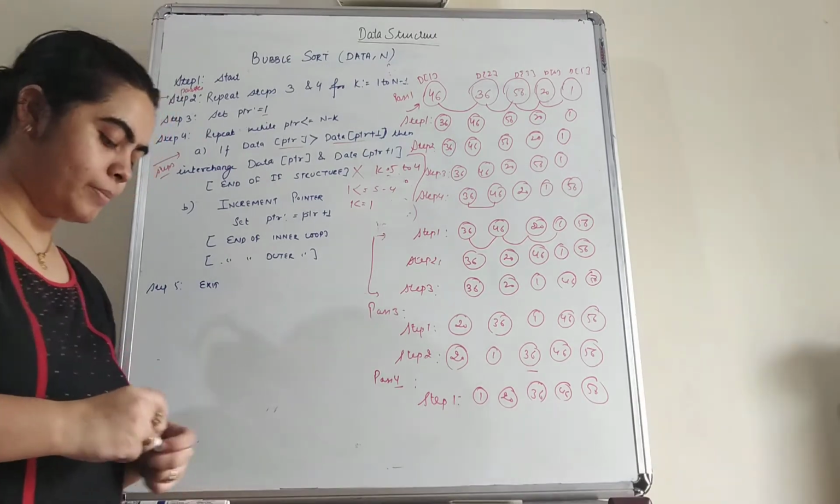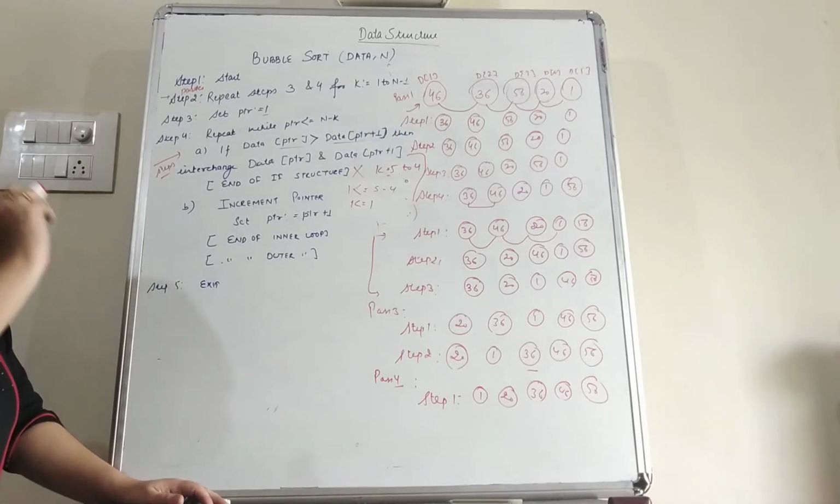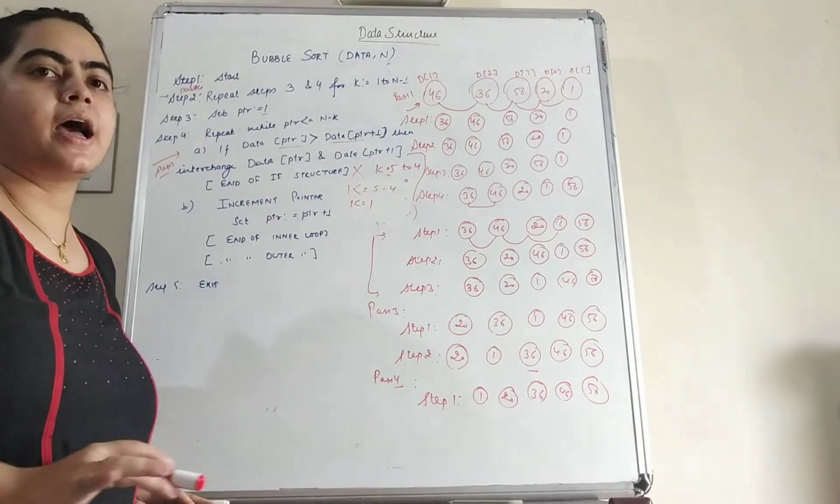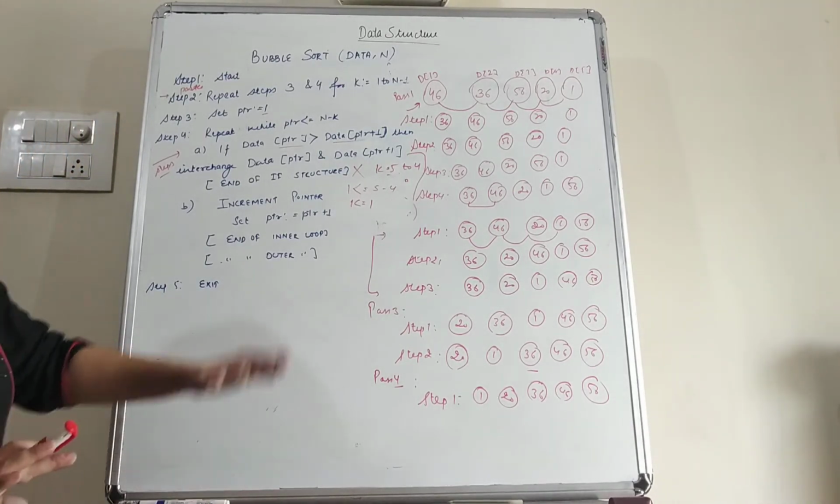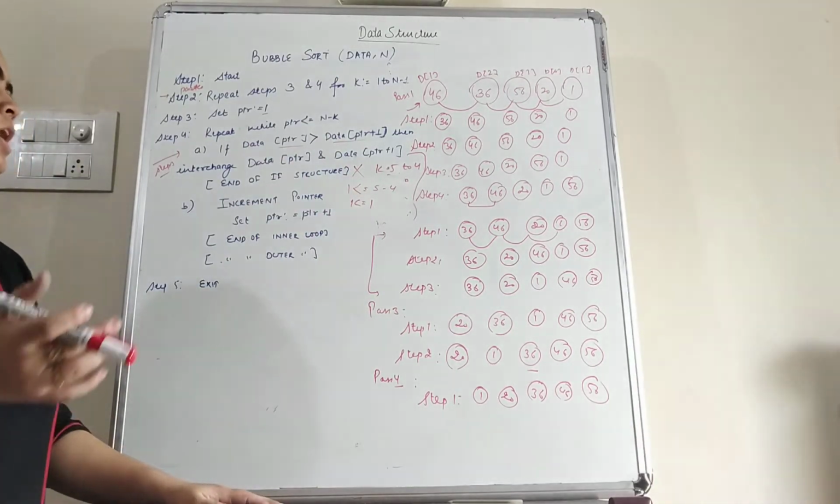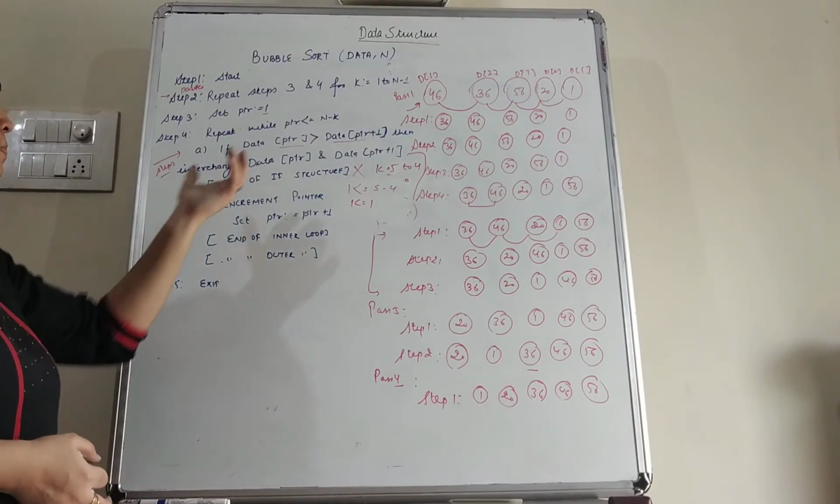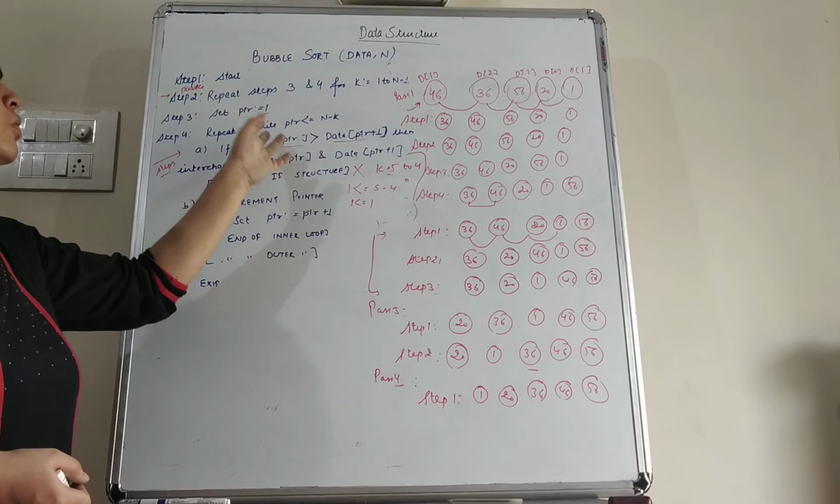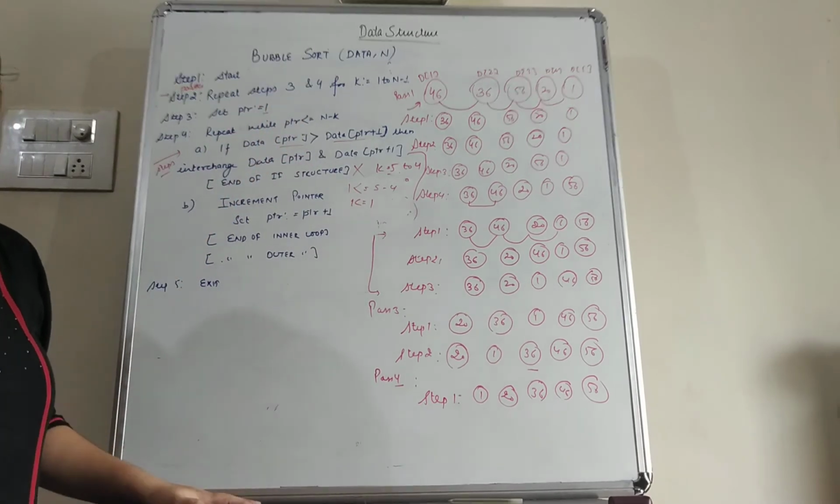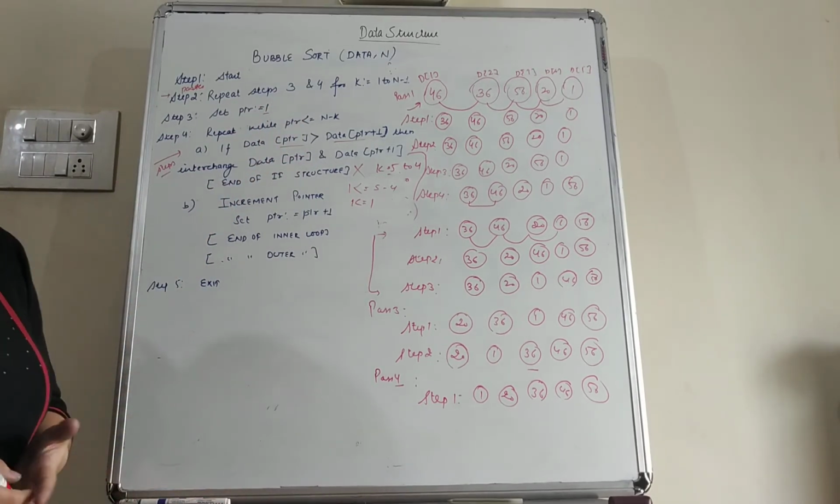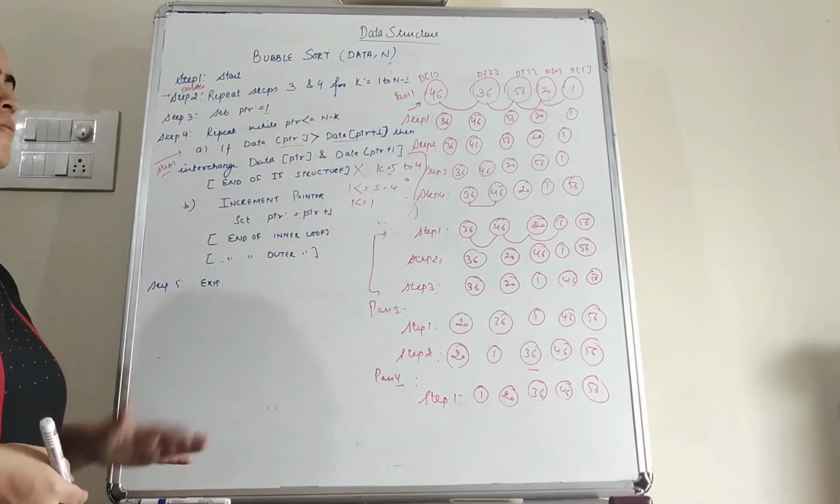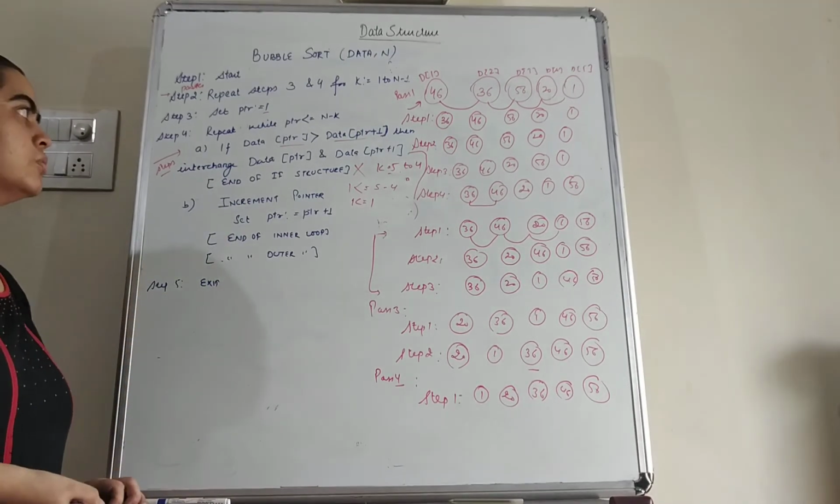So you have to remember important things. Firstly, you have to put the data elements within the bubble only, and you have to start with pass number 1, and each pass is having number of steps, and those number of steps depends upon this loop. So if this loop runs from 1 to 5, so that means in that particular pass you have 5 steps that you have to write.